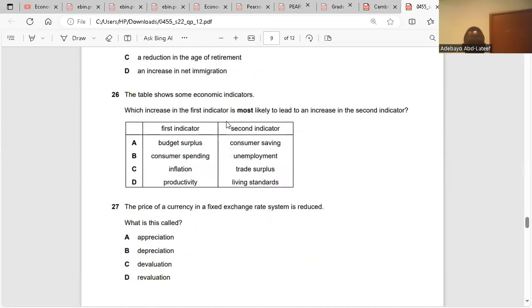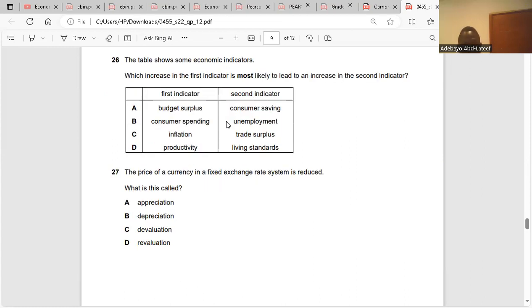Question 26. This is a table. They said which increase in the first indicator is most likely to lead to an increase in the second indicator. Did you get it right? Great. Productivity will increase living standards. This takes me back to the low income cycle. Low productivity will bring about low income, and low income is low living standards. Is it clear? Yes. So question 26 is D.